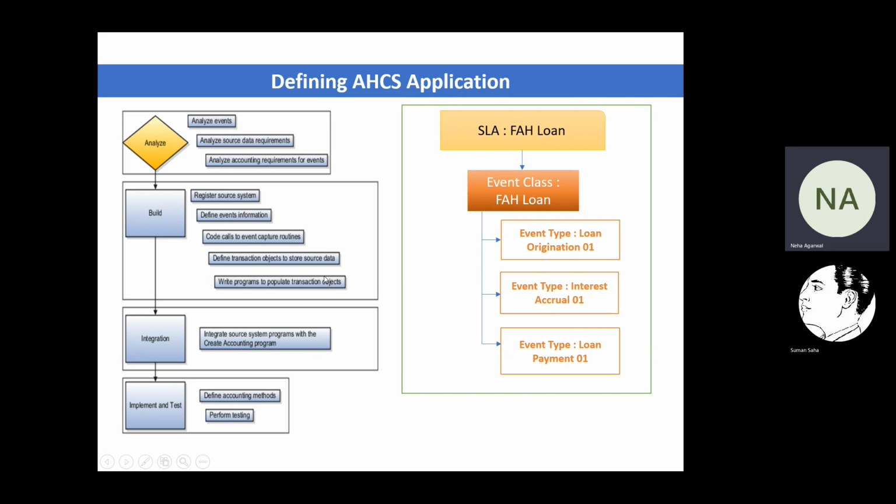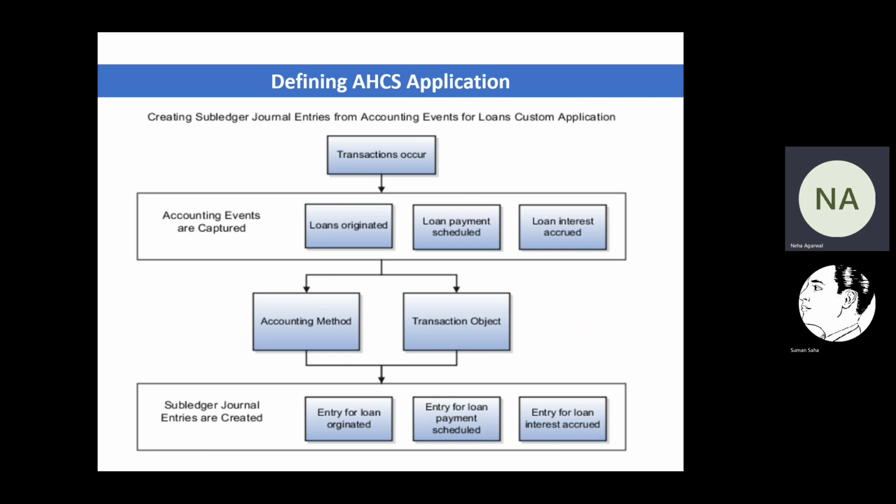Now moving to the second sheet. So here we are seeing how we create the subledger journal entries from the accounting events for a loan custom application. As an example, we have taken a loan custom application. So accounting events have financial accounting significance and are used as a basis for recording financial information. This figure shown describes the process to create subledger journal entries from accounting events using a custom loan application as an example.